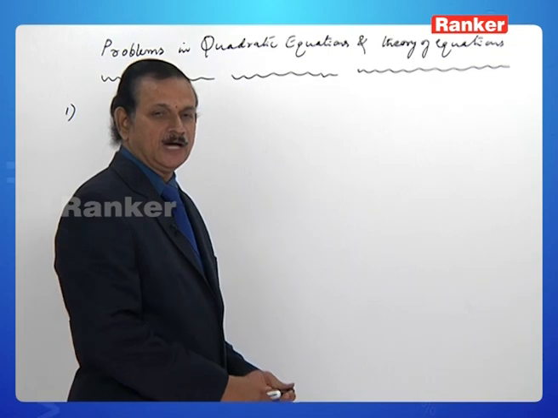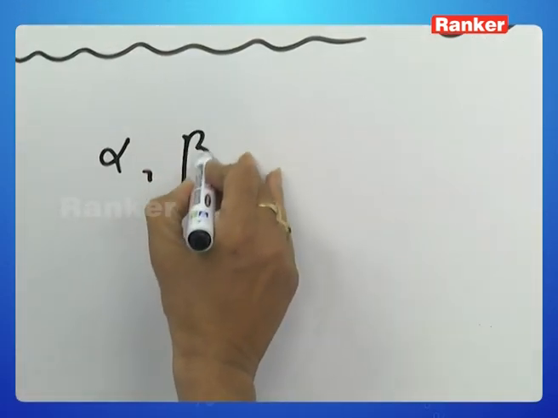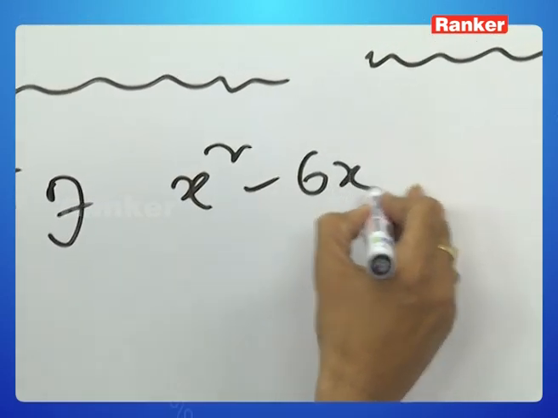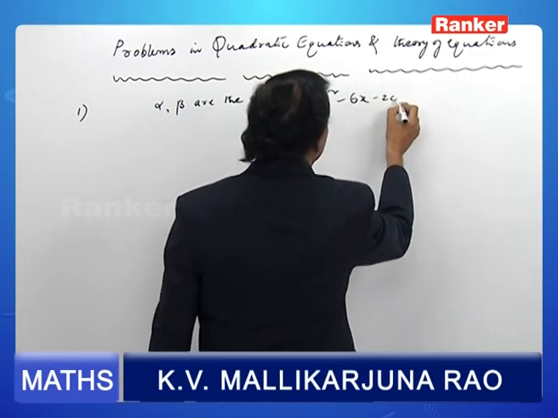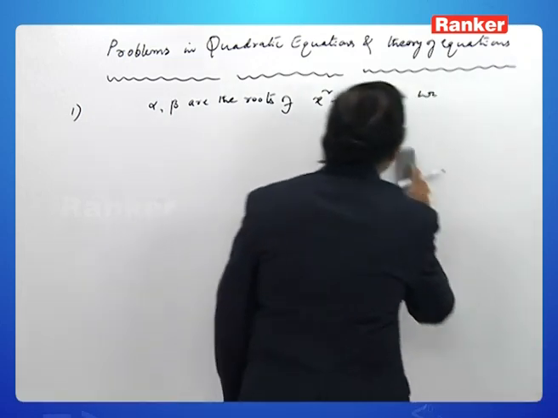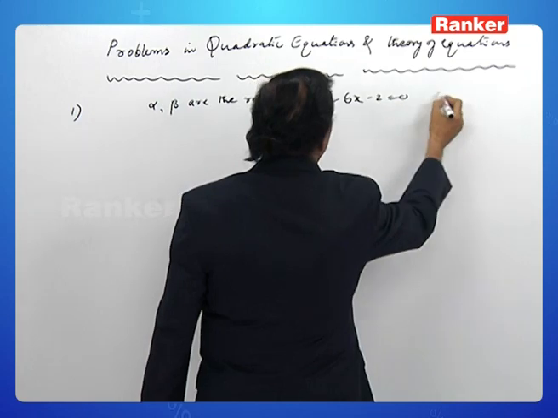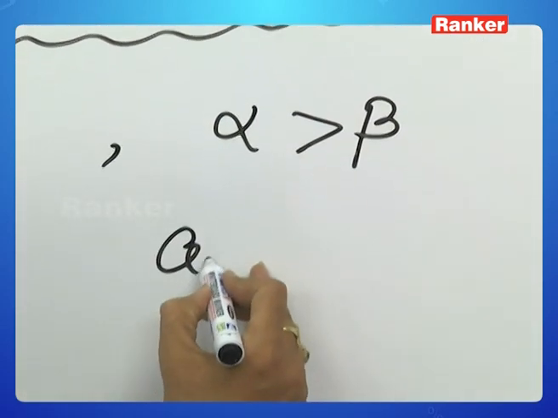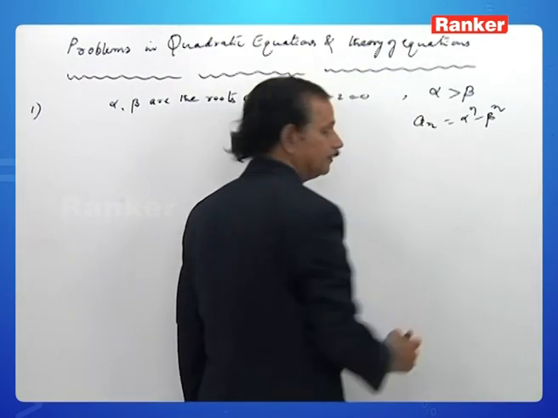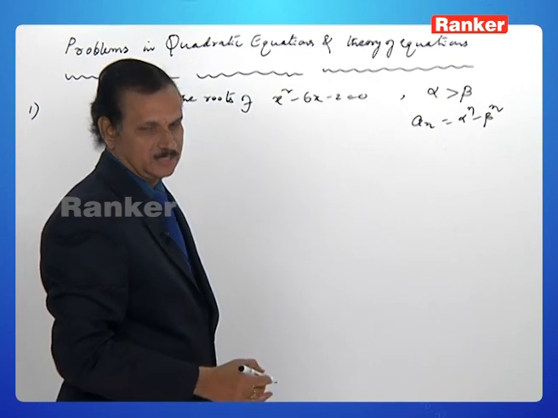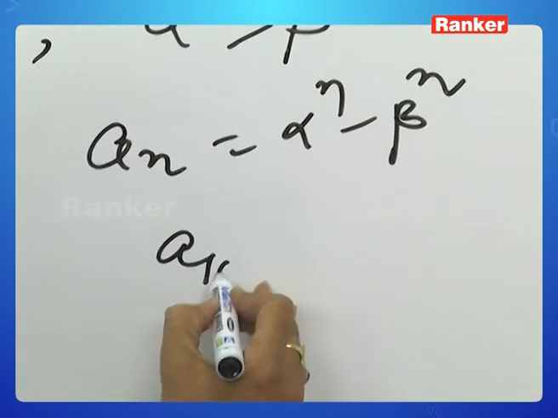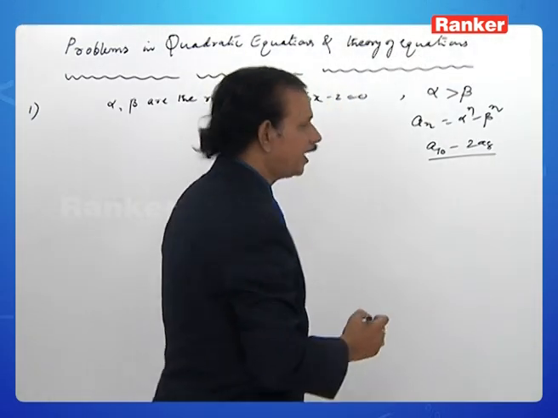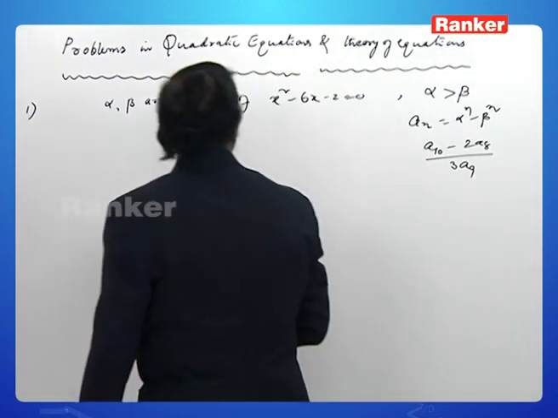First of all, what are alpha and beta? Alpha and beta are the roots of x square minus 6x minus 2 is equal to 0, with alpha greater than beta. Moreover, he has given us an is equal to alpha power n minus beta power n, for all n belonging to the natural numbers, that is, n greater than or equal to 1. The value of a10 minus 2a8 by 3a9 is what is required here. Let us use the data.